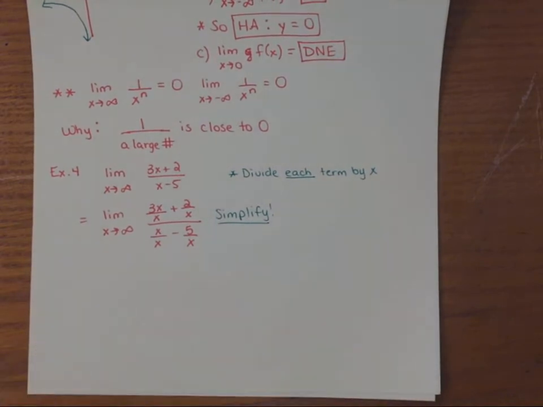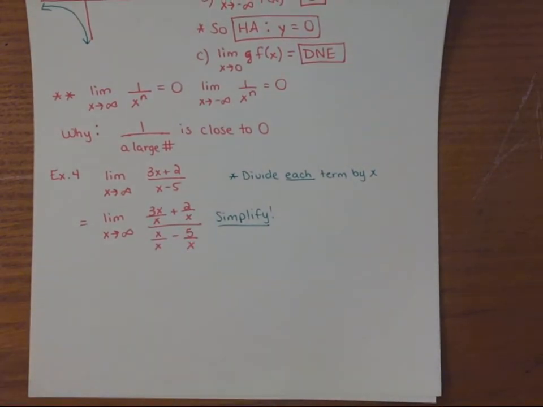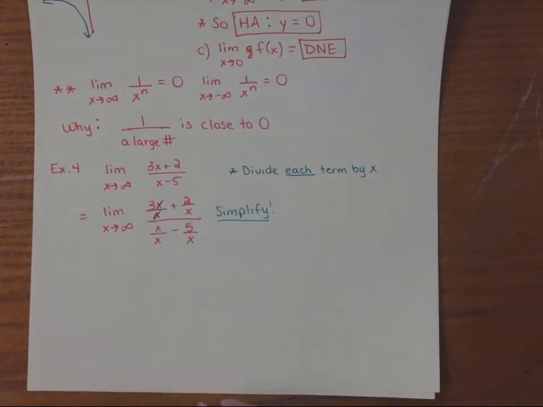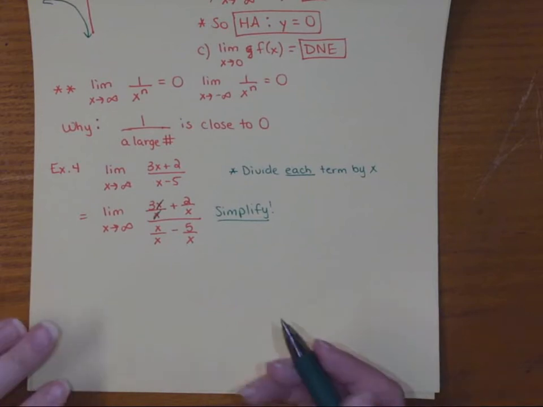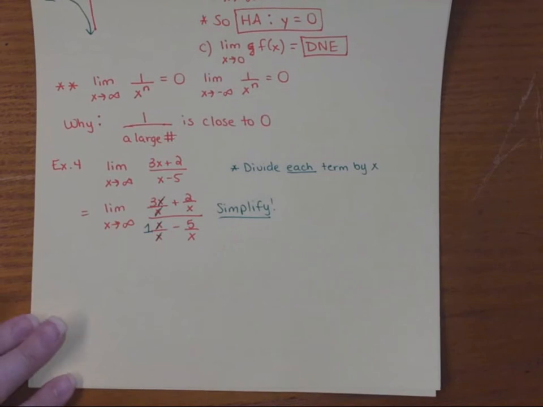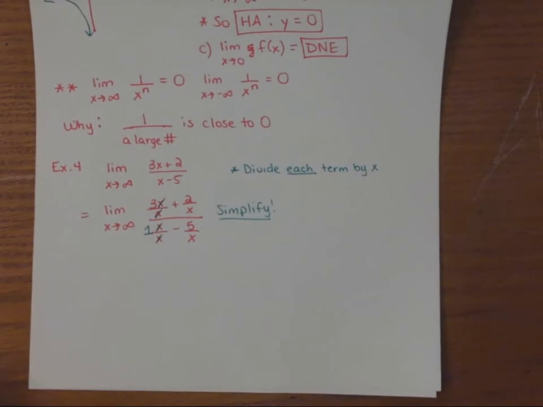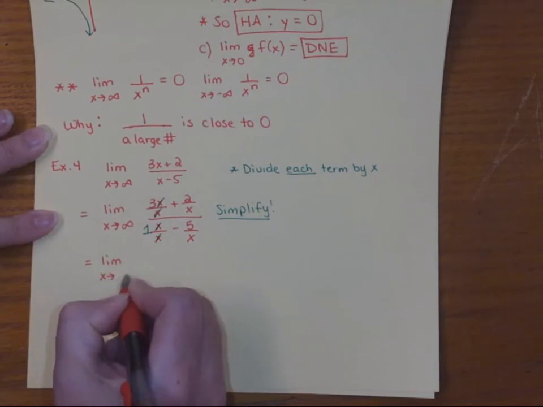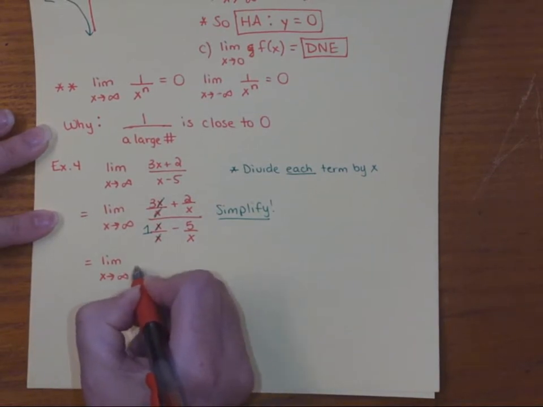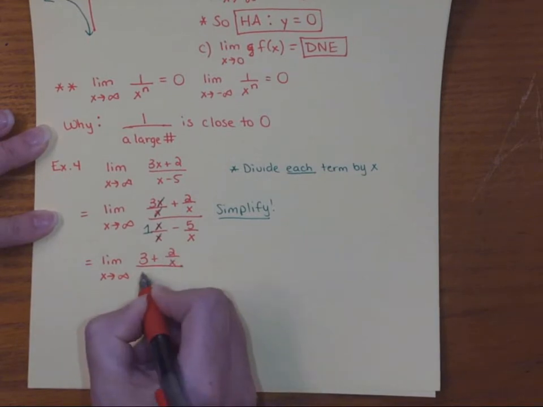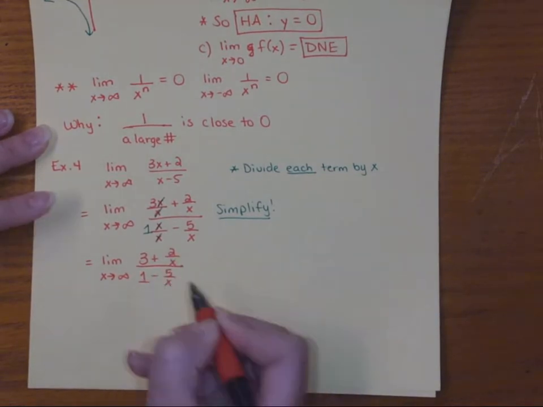So now we're going to simplify. In other words, we're going to take each of the individual fractions and see if we could write them nicer. Because notice, 3x over x is 3. x over x would cancel out. Make sure you remember that that would leave 1 there. So in other words, I really just have the limit as x goes to infinity now of 3 plus 2 over x. And then on the bottom, 1 minus 5 over x.